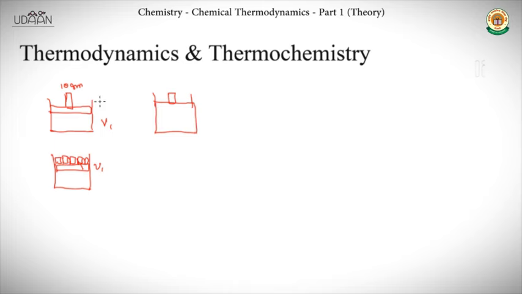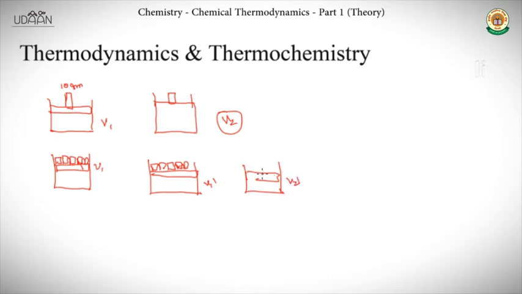In the first case, I'll take 10 grams weight directly. Now it will reach a system of volume V2. In the second case, I'll remove 1 gram each. So at first instant, after taking 1 gram, it will reach volume V1 dash. At the second instant, it will reach V2 dash after taking 1 more gram weight. And finally, after taking all the weights, it will reach volume of V2.